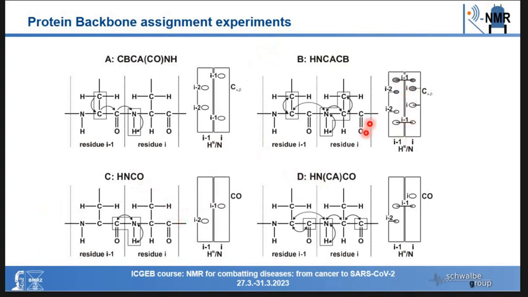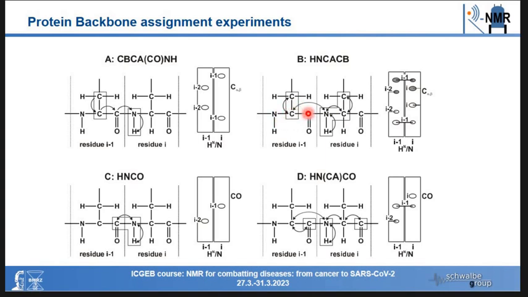A little bit more complicated is the HNCACB. There you also start from the amide proton, you transfer the magnetization to the nitrogen, and then you transfer magnetization to the C-alpha carbons. You can go to the own C-alpha carbon because you have a coupling constant of 12 Hertz here, or you can go to the alpha carbon of the i-1 residue, because this coupling constant is also quite similar, 7 Hertz. So you do one transfer step, and in this transfer step, you go either to the own C-alpha or to the previous C-alpha carbon.